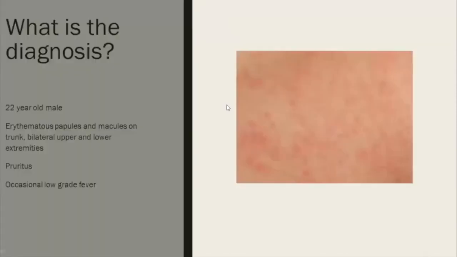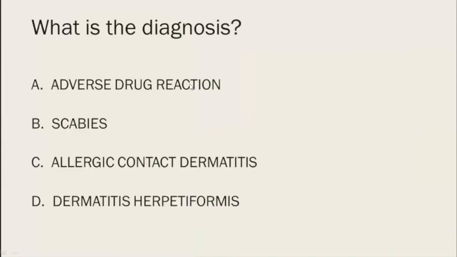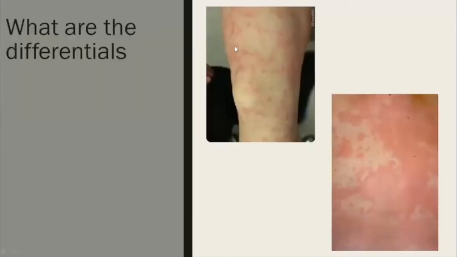So this is our next case of a 22-year-old male with erythematous papules and macules on the trunk, bilateral upper and lower extremities associated with pruritus, and occasional low-grade fever. So what is the diagnosis? The choices are adverse drug reaction, scabies, allergic contact dermatitis, or dermatitis herpetiformis. So we'll go through the differentials first.